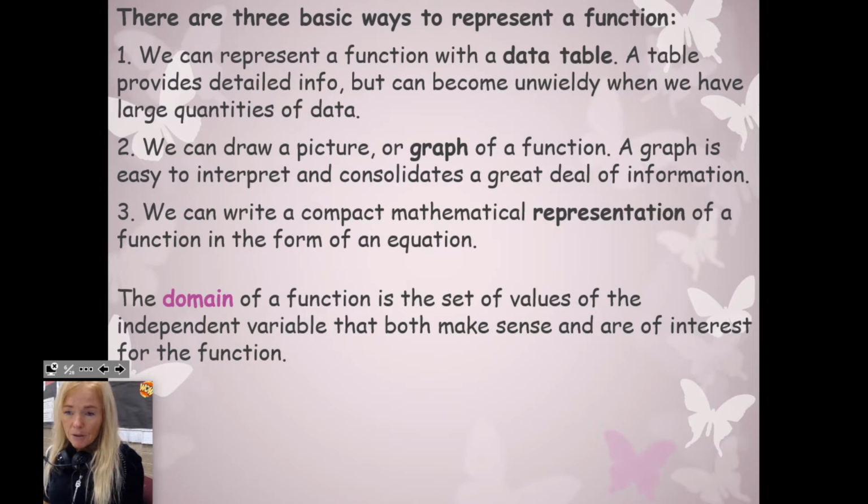Sometimes it's better to have a graph of the function. That's a picture of the information of the data. So the graph is easy to interpret and consolidates a great deal of information, so it's a little bit better than a table, and it's absolutely more visual, and that helps a lot of people understand the data better. And then the last thing is an equation. You can write a mathematical representation of the function in the form of an equation.